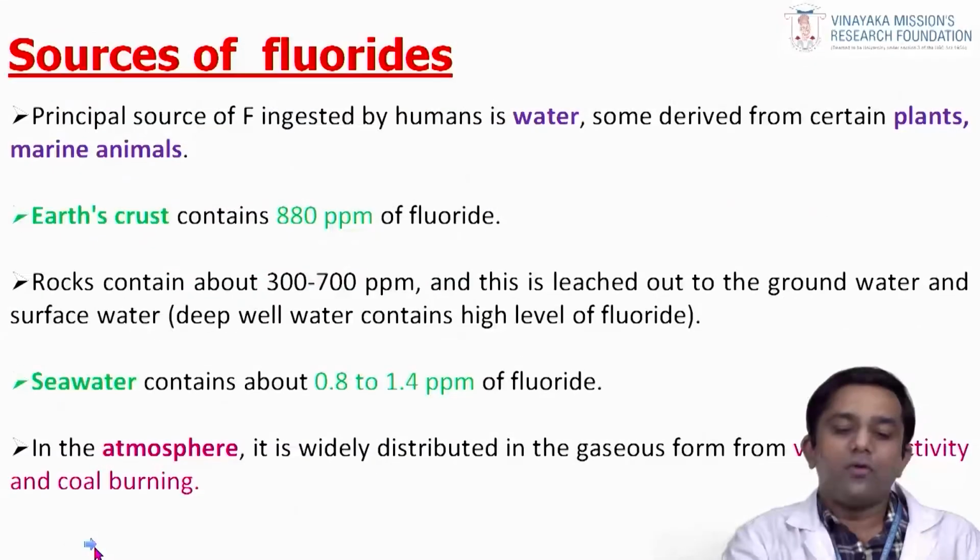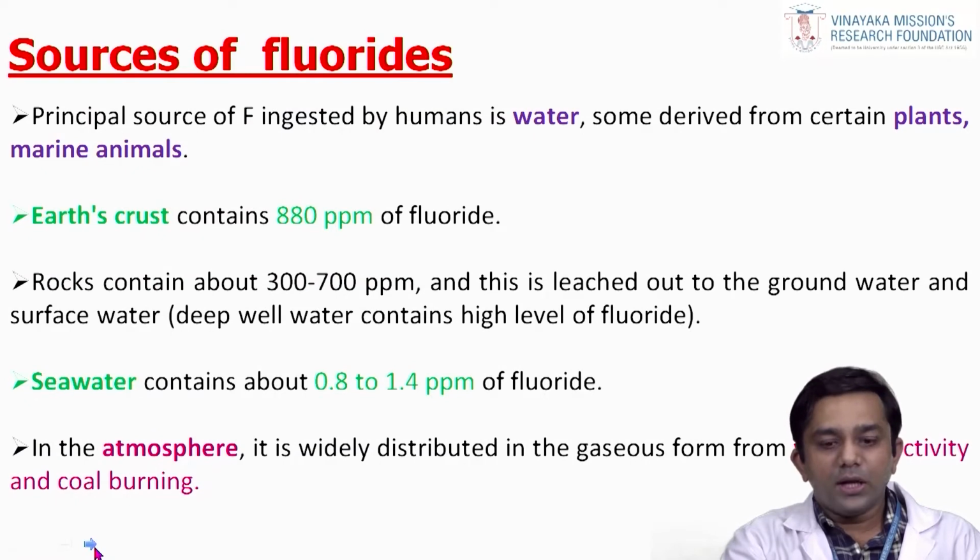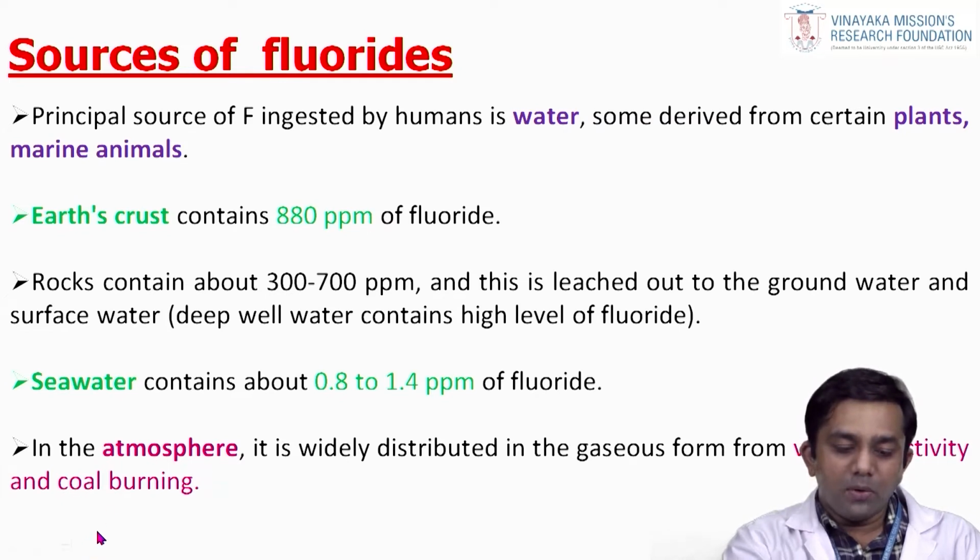Coming to the sources of fluoride, the principal source of fluoride ingested by humans is water. Even certain plants and marine animals have some amount of fluoride in them. The earth's crust contains about 880 ppm of fluoride, whereas rocks contain about 300 to 700 ppm, and seawater contains about 0.8 to 1.4 ppm. In the atmosphere, it is widely distributed, even in gaseous forms from various coal burnings.